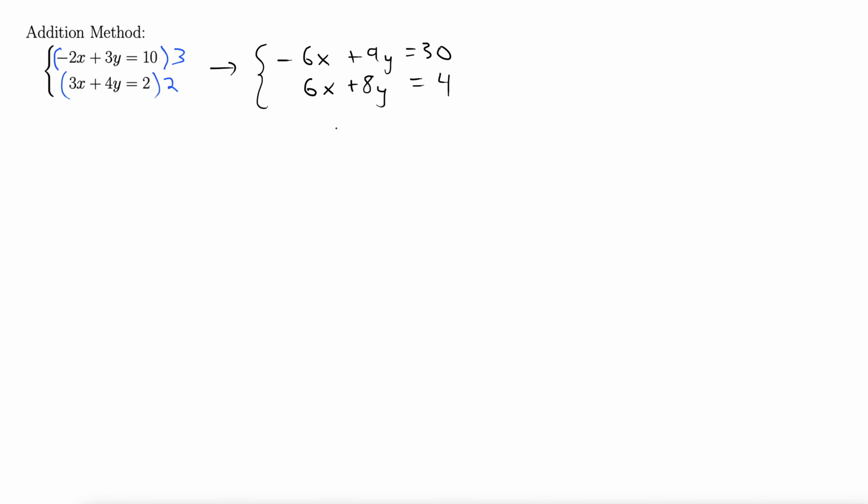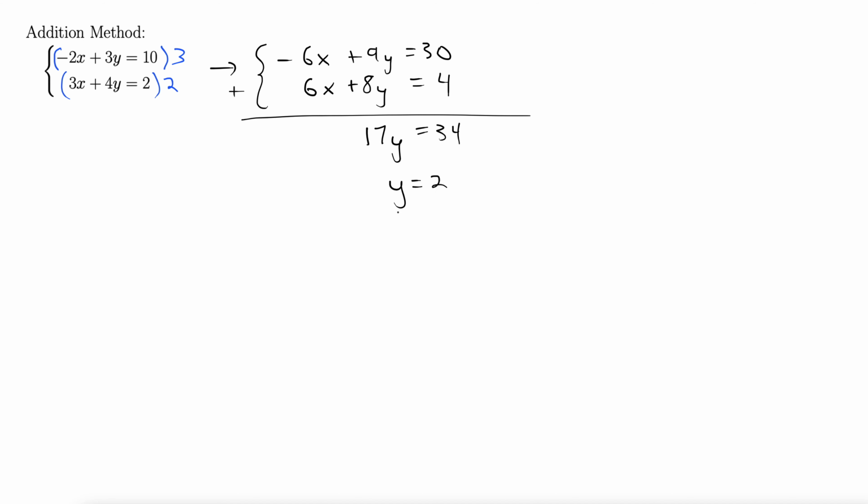And look, we have a new system of equations, and now we have negative 6x, and below that we have 6x. So now we add them together. It's called the addition method after all. Add them together, what do we get? The 6x's drop out. 17y equals 34.